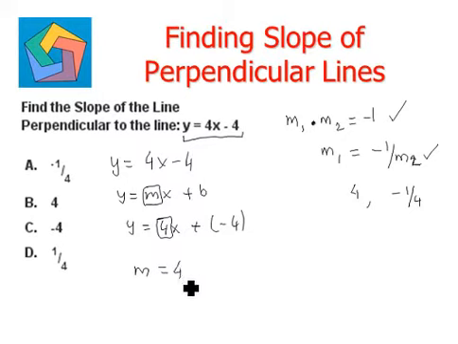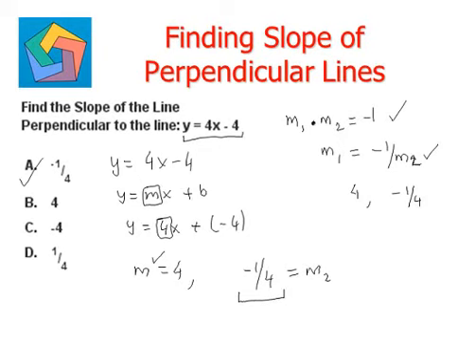We have to find out the slope of a line perpendicular to it. That means it will be the negative reciprocal of this slope. So that means it will be -1/4. So -1/4 is the slope of the line perpendicular to the given line. That means -1/4 is the correct answer, which can be seen in option A.